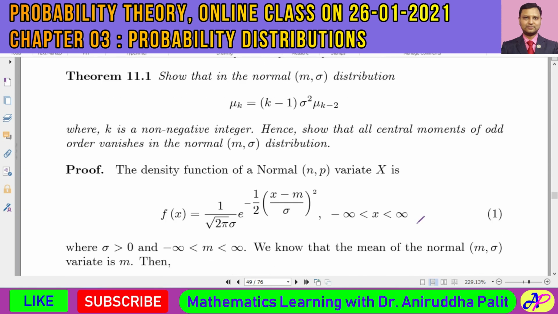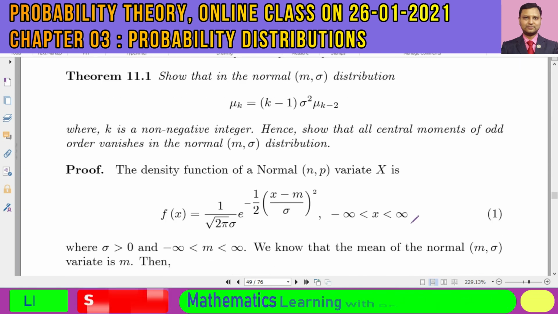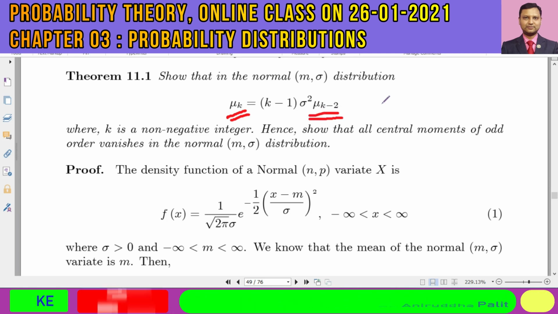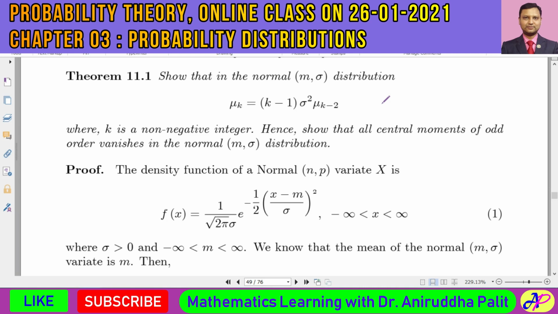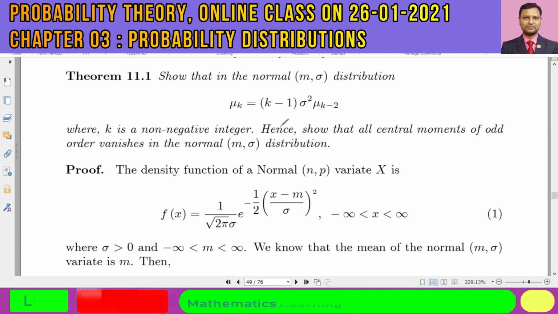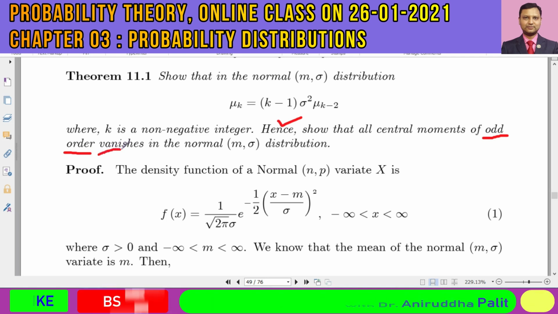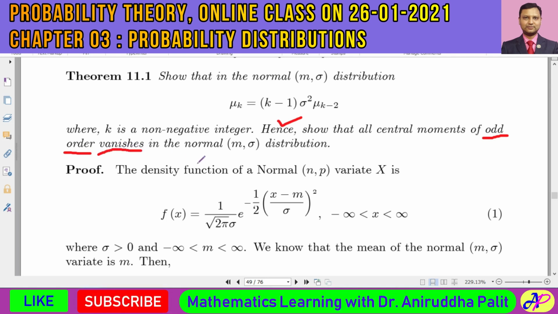All right. Now we have a very important result for the normal distribution. Over here, the kth order central moment is represented in terms of lower order central moments. Got it? All right. So let's first prove this result, and we have a second part of this theorem. The second part says to show that the central moments of odd order, that means when k is an odd positive integer, all these central moments vanish.